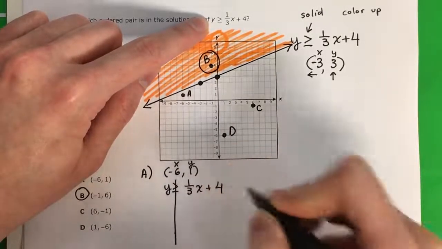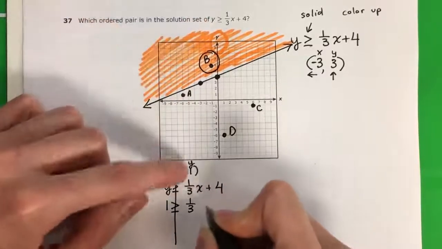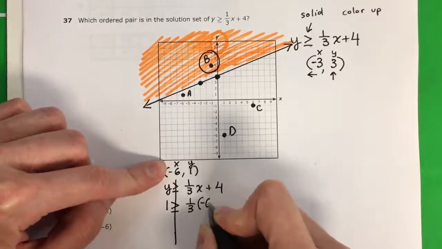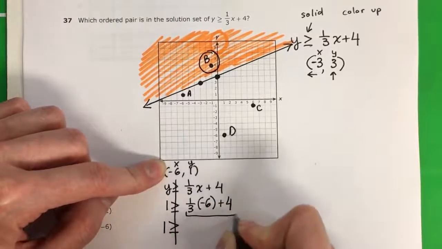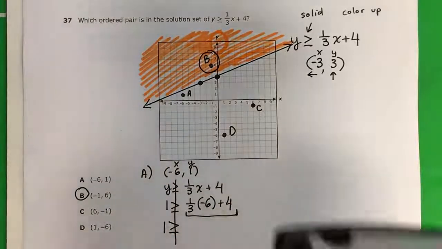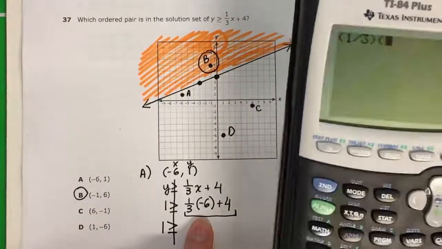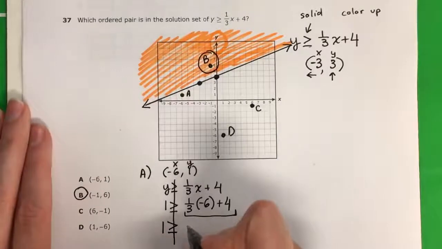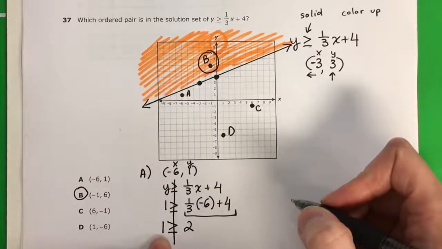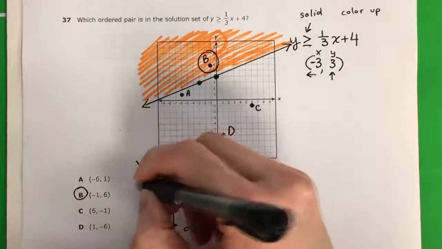What you will do is you will put the numbers inside. So for Y it's 1, copy greater than or equal, copy 1/3. X is -6, so parenthesis -6 parenthesis plus 4. Copy 1, greater than or equal. Put this in the calculator. So parenthesis 1 divided by 3 parenthesis -6 parenthesis plus 4. Enter. It's positive 2. So is 1 greater than or equal to 2? Is 1 bigger than 2? No. Is 1 equal to 2? No. So A is not correct.